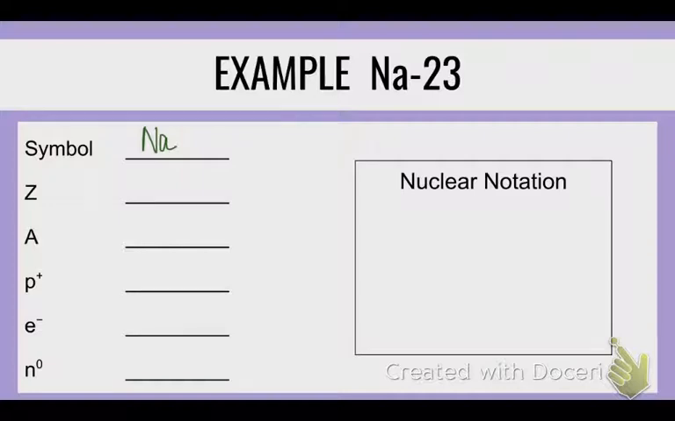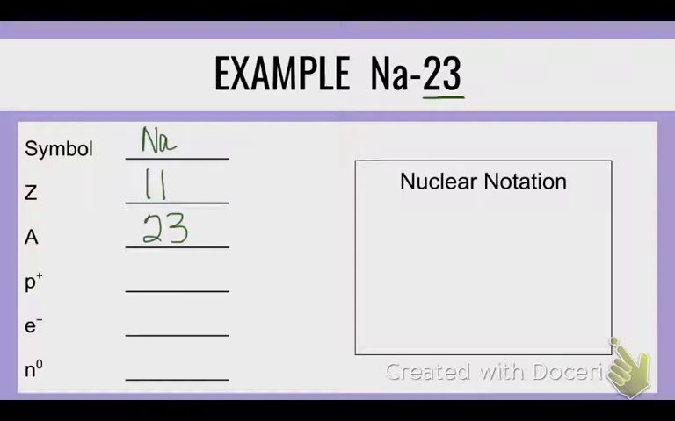Z stands for the atomic number, and the atomic number we can find on the periodic table, and the atomic number of sodium is 11. A stands for the mass number. The mass number is given to us in this notation, and it is 23.